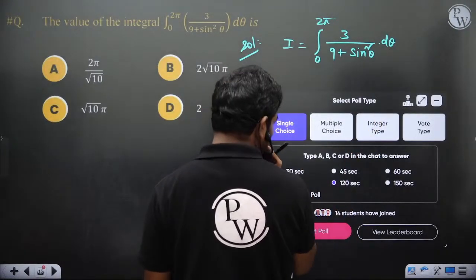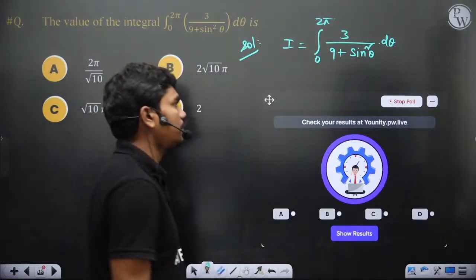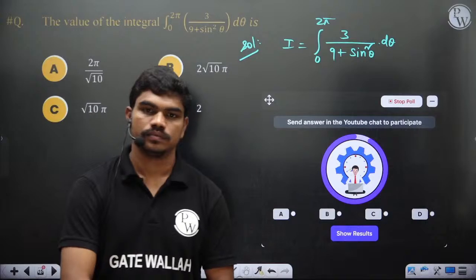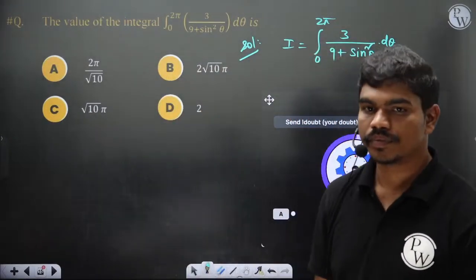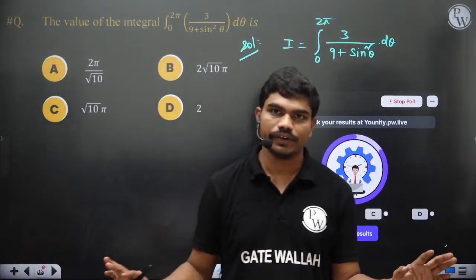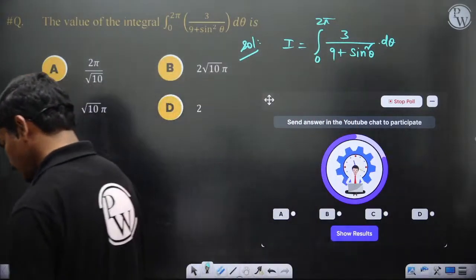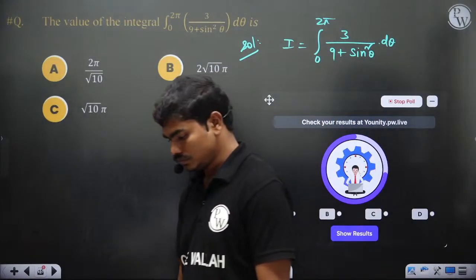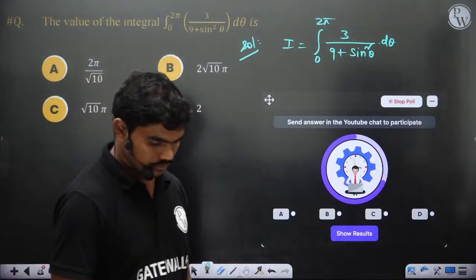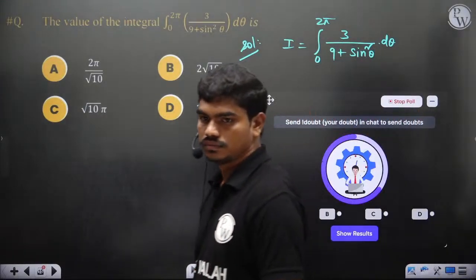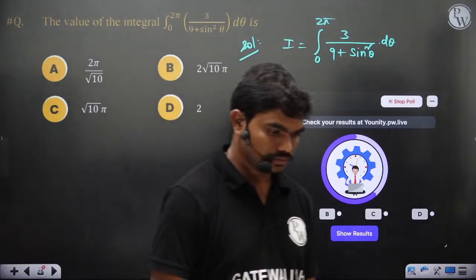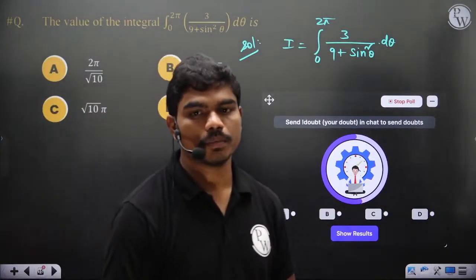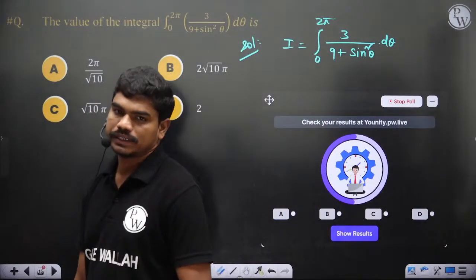I'll give a single choice, and how much time do you need? Okay, take 2 minutes, no issue. Solve. What is the value of this integral, integral 0 to 2 pi? All these questions are PYQs, previous year questions, but of course in different branches. Do this question. Try to use one of the properties that I have told you in class.